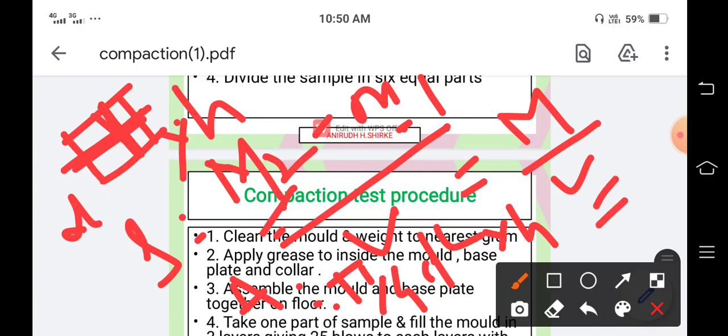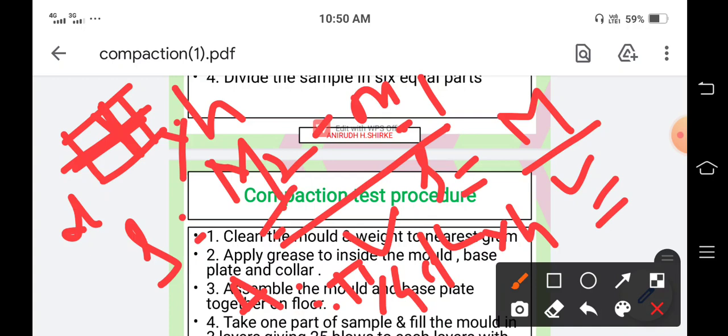So from that we are getting the bulk density. How are we getting bulk density? That is mass upon volume, mass of the soil sample upon volume of the soil sample. Mass of the soil sample is equal to M2 minus M1 upon V. So M2 is the weight of the mold plus soil sample minus the weight of the empty mold. So here we are getting the mass of the soil sample only, upon volume.